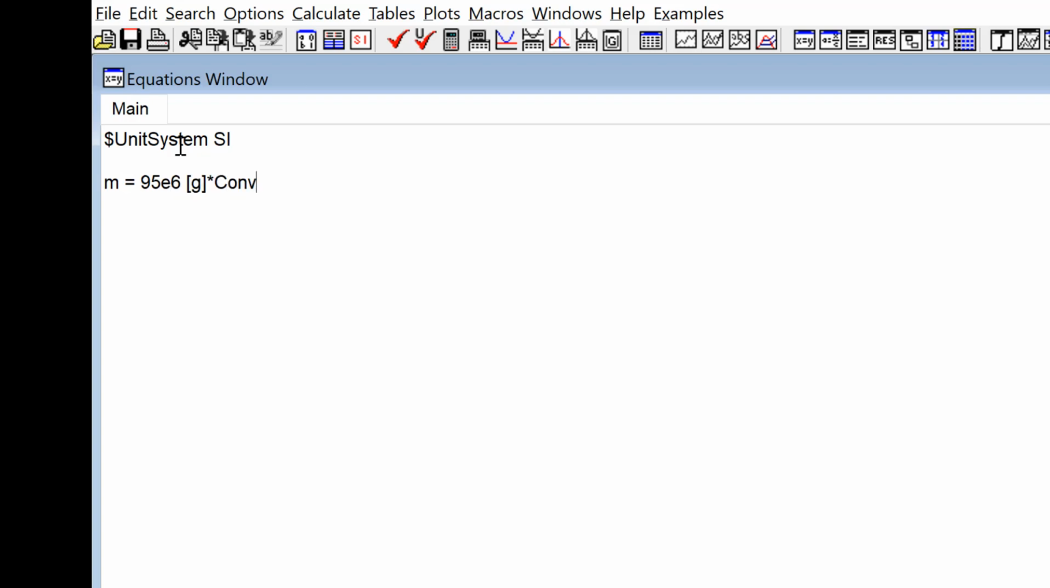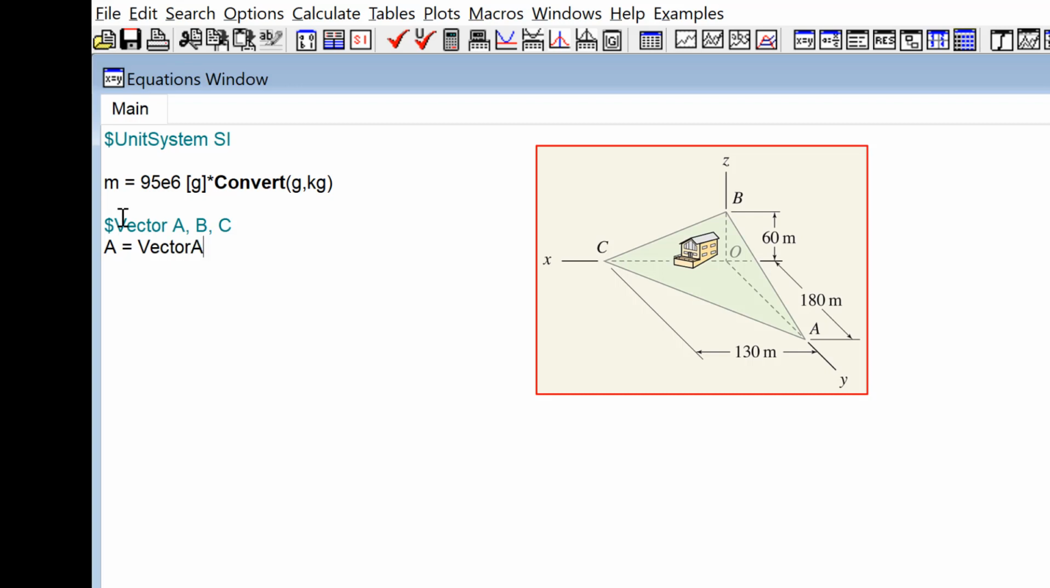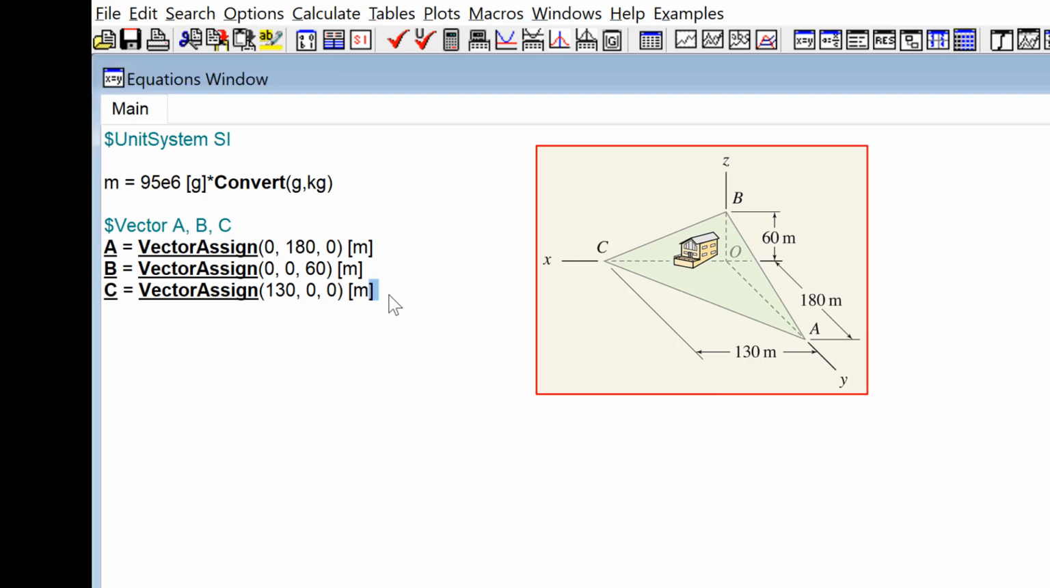Grams is not the base SI unit of mass, so I'm going to go ahead and convert that from grams to kilograms. And then the other inputs are those 3 coordinate points that define the plane. They have x, y, z coordinates, so they are like vectors. So we'll declare them to be vectors and then assign these points according to this drawing here. All right, and then we're just going to follow along with the equations that we derived.